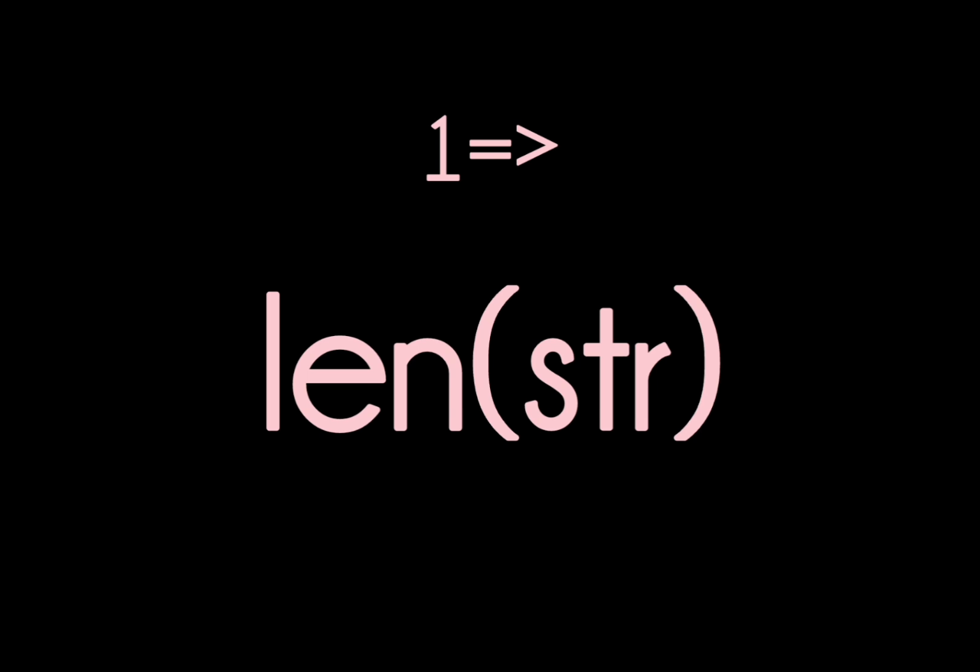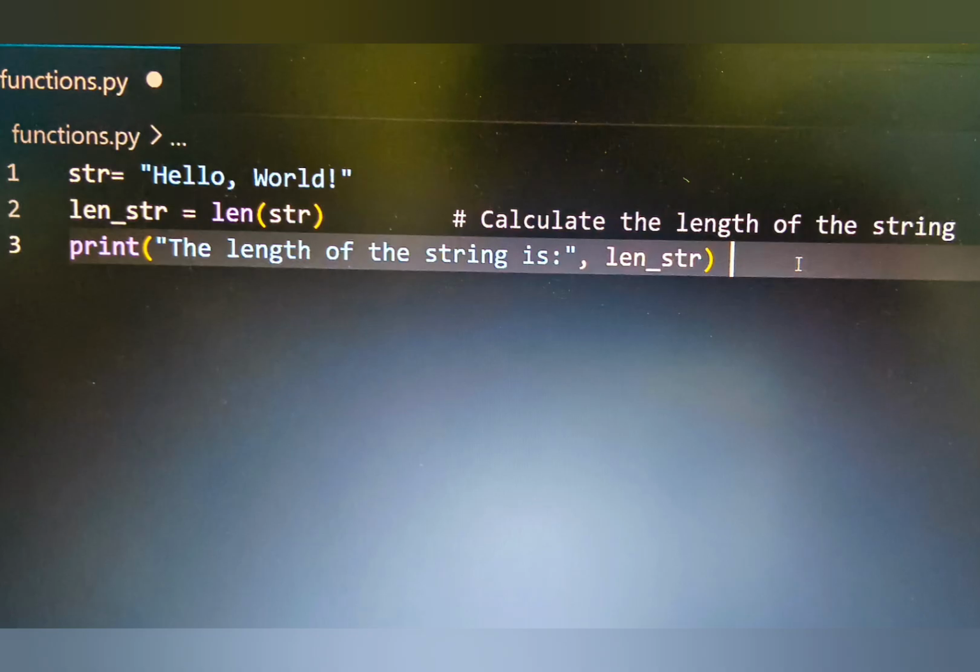So when you code it, I am giving you an example. Here I have taken the string hello world, which is stored in the variable str. Then I have taken another variable len_str, which contains len and in parenthesis str. So this len(str) will give us the total number of characters this string holds, that is, the hello world holds.